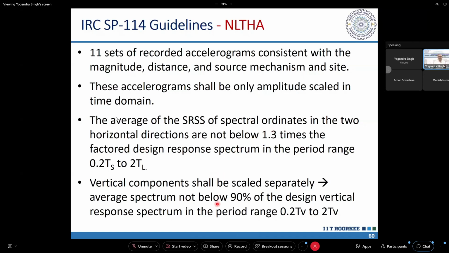The vertical response spectrum, in a similar way, will be scaled separately. It will not be combined. There we will not use SRSS. So vertical will be done separately in such a way that it should not fall below 90%. As I said, here also actually it is 90%. So this is 0.9 into root 2, root 2 because we are using SRSS of two components. So it should not fall below 90% of the vertical response spectrum, and that in the range 0.2 TV to 2 TV.